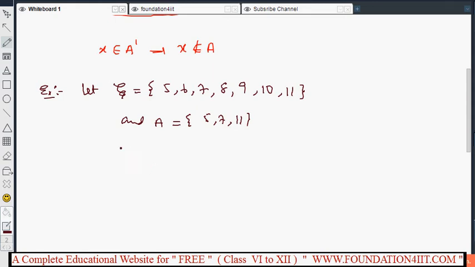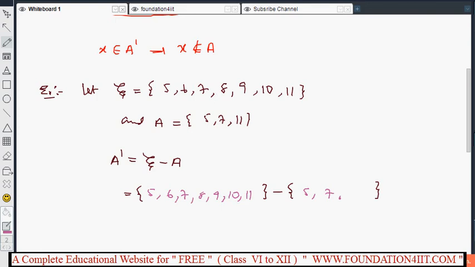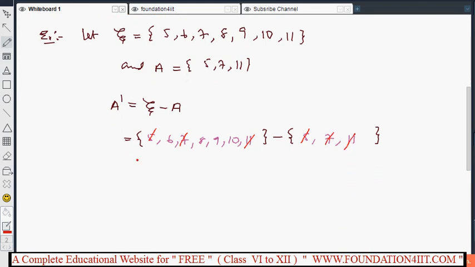Now how to find the complement of A? That means A dash. The formula is universal set minus A. That means we write out the whole universal set minus A, that means difference, as you have seen previously. So the elements are 5, 6, 7, 8, 9, 10, 11, and A has the elements 5, 7, 11. We just need to strike off which are common, that is 5, 7 and 11. And the remaining are 6, 8, 9, 10. This is the complement.